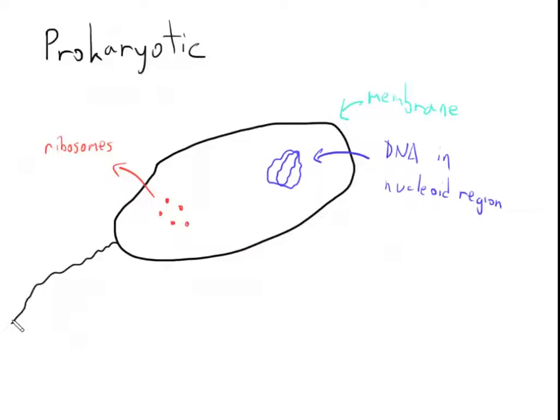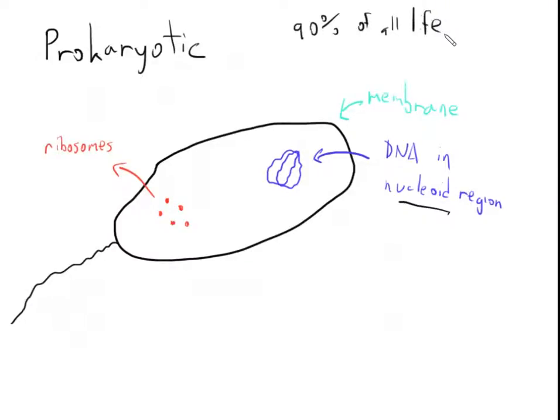We've got a membrane. We've got DNA. That DNA is in a particular area called the nucleoid region. And we've got some ribosomes. That is really the foundation of most cell-based life on Earth. Prokaryotic cells make up about 90% of all the cells that you find on Earth even today.